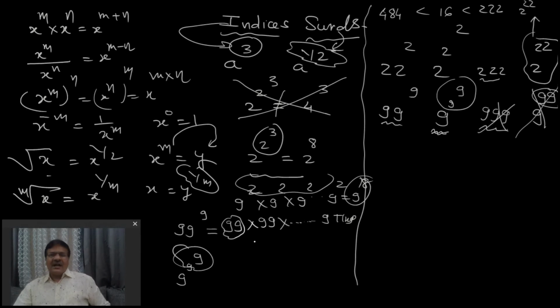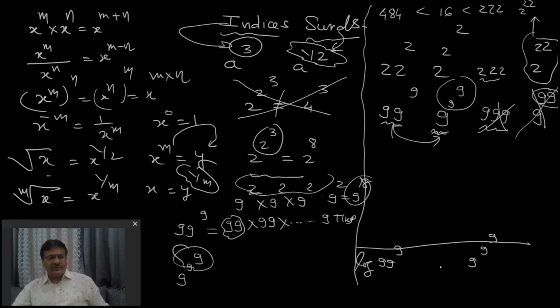Is that clear? I can give one more example to justify this. Just see, if I take the logarithm of both, 99 power 9 and this is 9 power 9 power 9. If I take log of both, if one quantity is greater than the other, then its log will definitely be greater. So can I say it is 9 log 99? It would be 9 power 9 log 9.